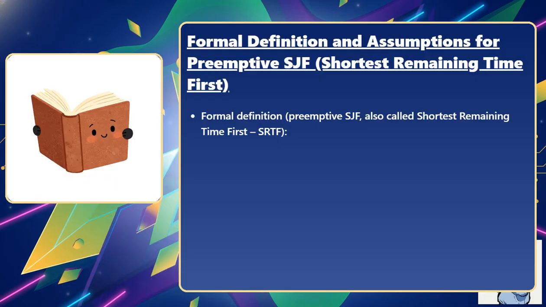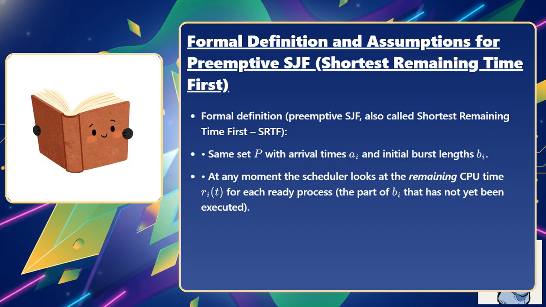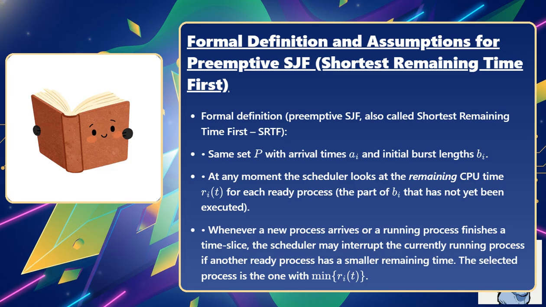Formal definition: preemptive SJF, also called shortest remaining time first, SRTF: Same set P with arrival times a_i and initial burst lengths B_i. At any moment, the scheduler looks at the remaining CPU time R_i(t) for each ready process, the part of B_i that has not yet been executed. Whenever a new process arrives or a running process finishes a time slice, the scheduler may interrupt the currently running process if another ready process has a smaller remaining time. The selected process is the one with the minimum R_i(t).